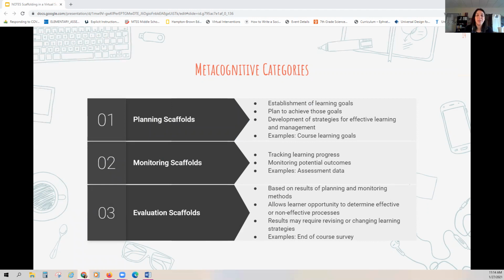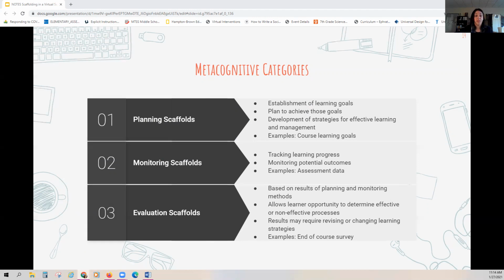There we go. Establishment of learning goals, planning to achieve those goals, development of strategies for effective learning, as well as management. An example would be course learning goals. So in the beginning of the year, the beginning of the semester, beginning of a chapter, you're going to go through and say, here are the things that we're going to learn about. This is what I want you to be able to do or complete by the end of this instruction.